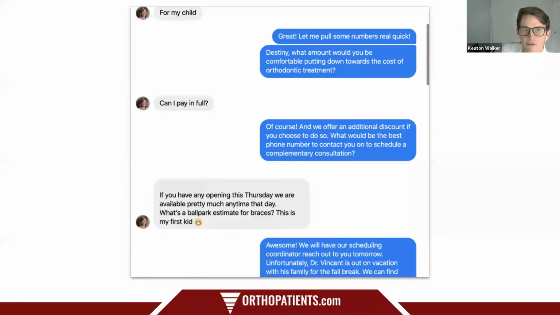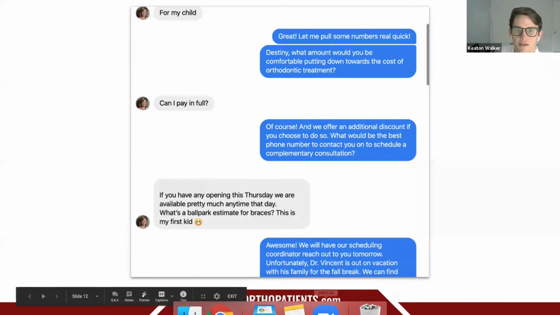Here's another example. The chatbot, this whole conversation is automated, and it says, is this for yourself or for your child? They said, for my child. They say, let me pull some numbers real quick. And then she says, can I pay in full? That's probably a qualified patient you'd like to get in, right?